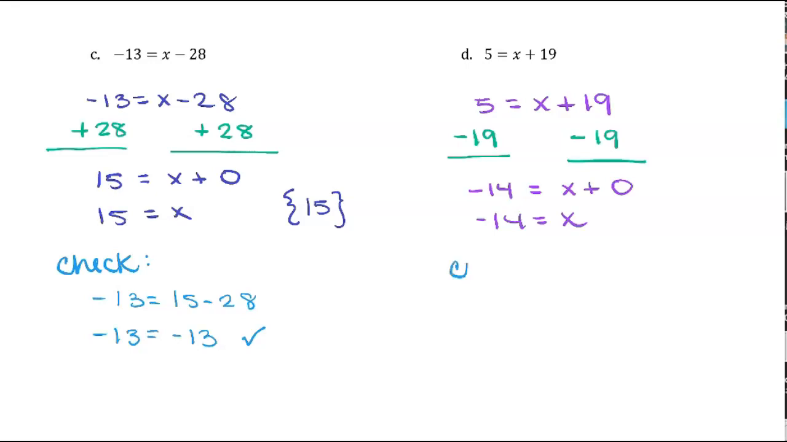Let's double check. Substituting negative 14 for x, we have 5 equals negative 14 plus 19. On the right side, we have negative 14 plus 19, which is in fact positive 5, and we have a true statement. Writing this in set notation, our solution set is the set containing the single number negative 14. The last thing we're going to do is a couple of word problems in example 5.